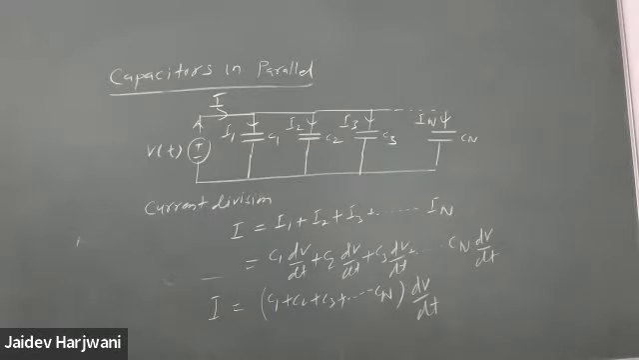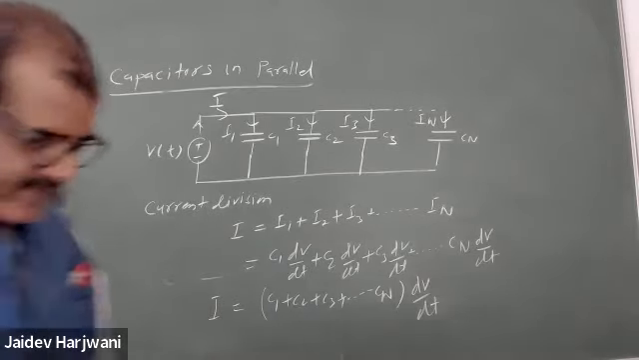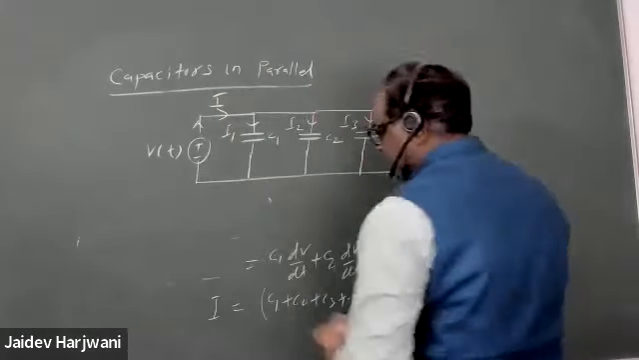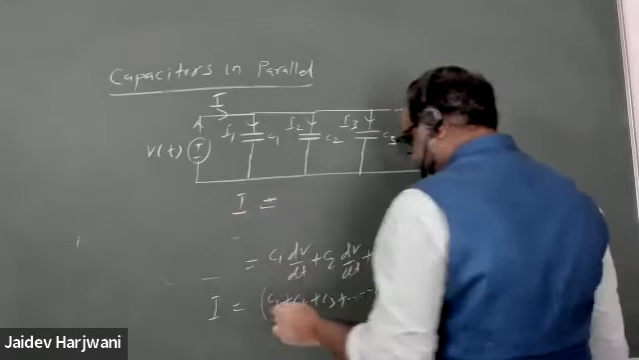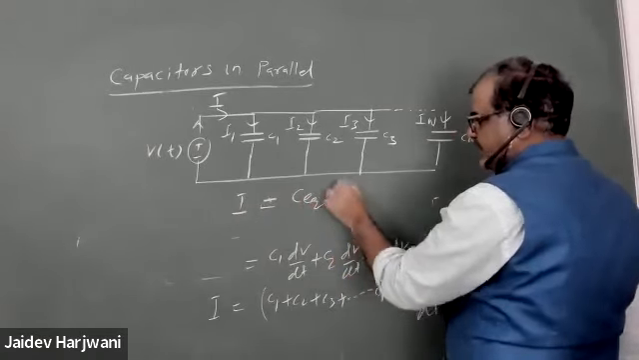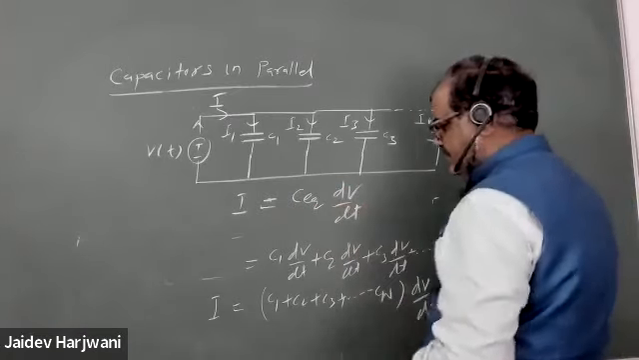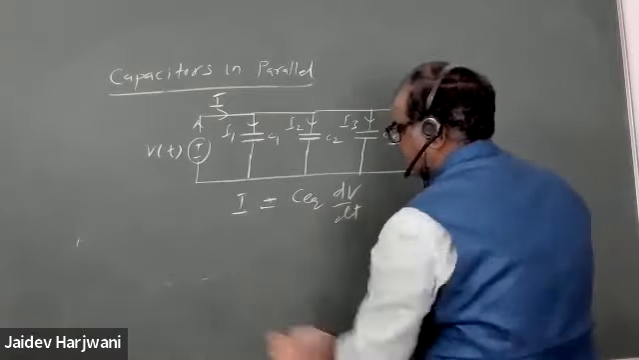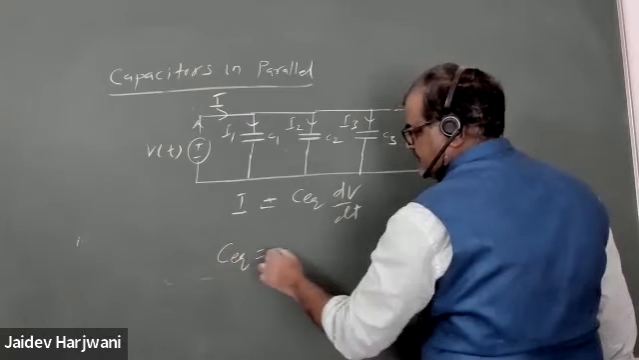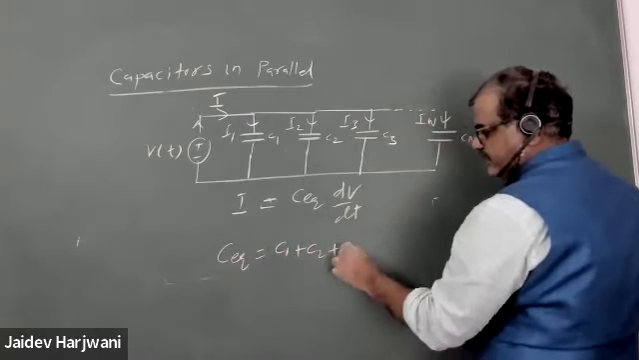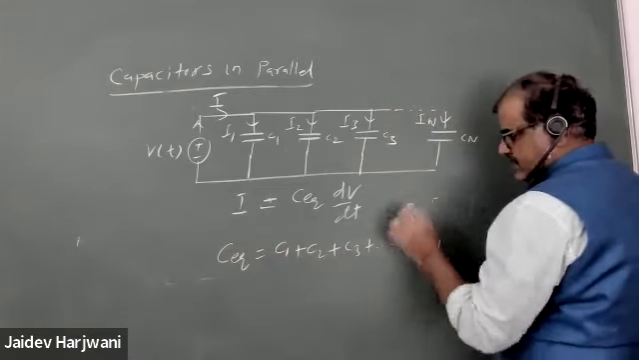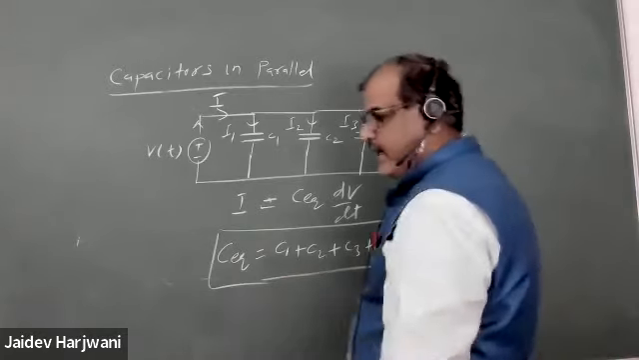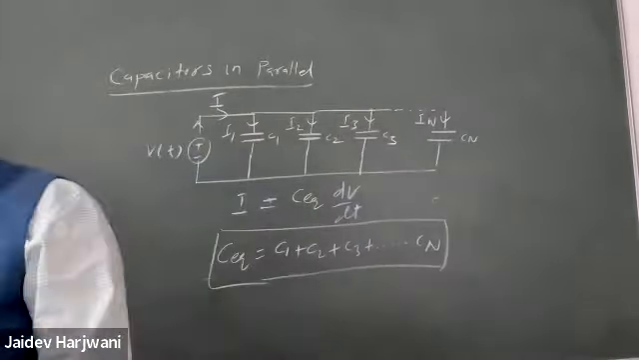Now you can replace C1 plus C2 plus C3 by an equivalent capacitor. So I can write I becomes C equivalent dV upon dt. And then my C equivalent in parallel is C1 plus C2 plus C3 up to Cn. When capacitors are connected in parallel, you can add them just like you add resistances in series.